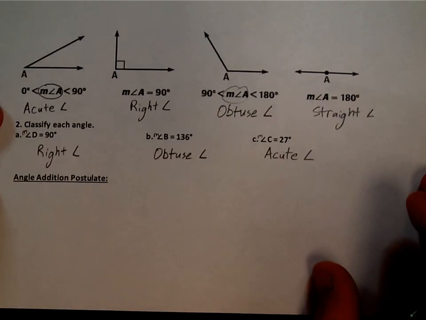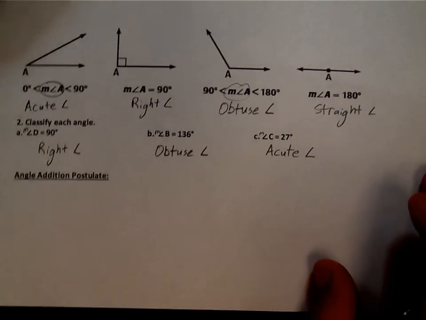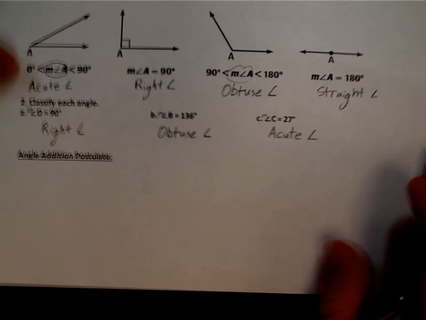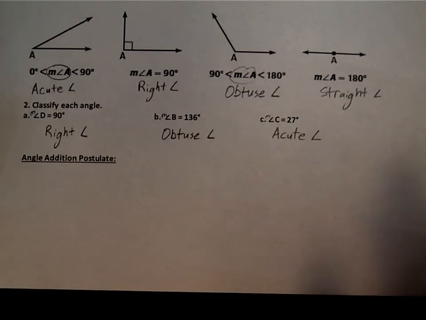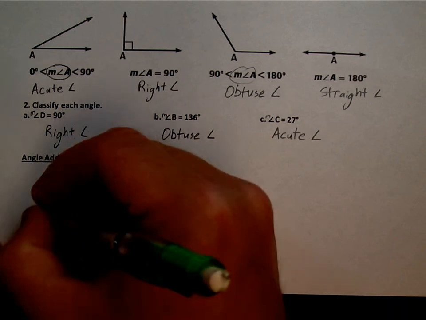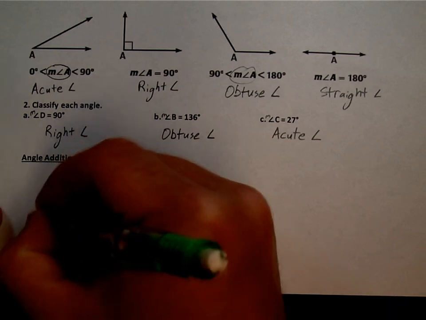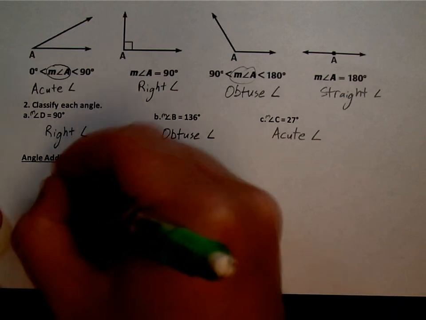Next, we're going to take a look at the angle addition postulate. Previously in this chapter, we had a segment addition postulate. The angle addition postulate is similar, but now we're talking about angles. Let's start with a vertex, and I'm going to draw an angle.